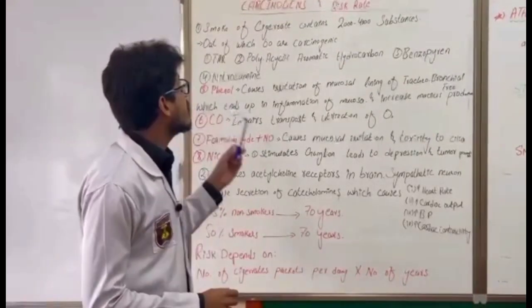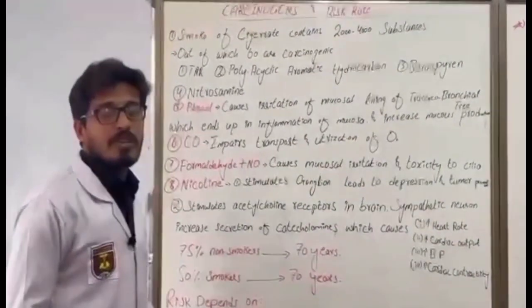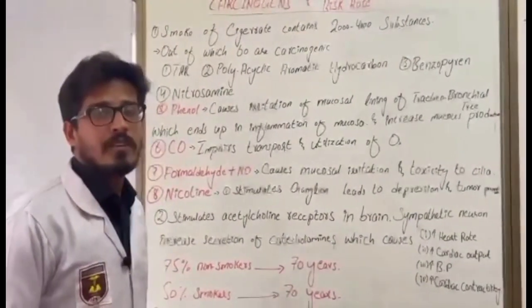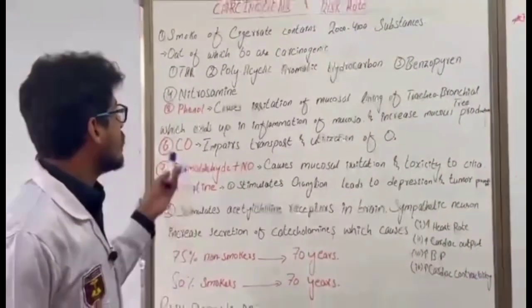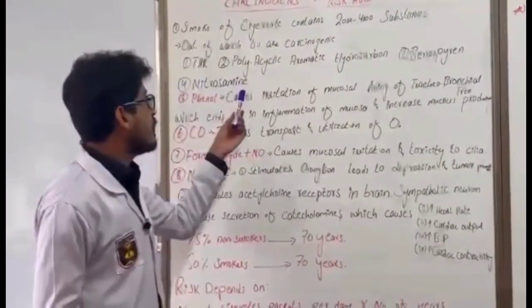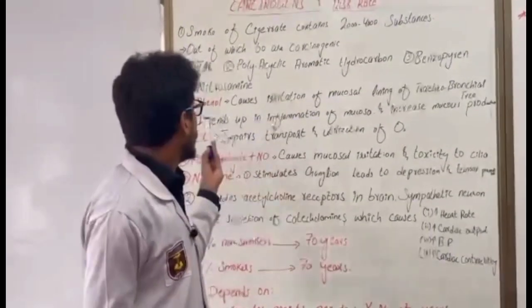Today my topic is carcinogens and risk rate. The smoke of a cigarette contains 2000 to 4000 substances, out of which 60 are carcinogenic. A few of them are tar, polycyclic aromatic hydrocarbons, benzopyrene and nitrosamine.